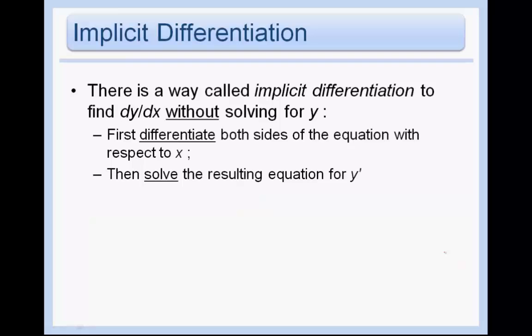We're going to learn today a way to find dy dx without having to solve for y first, and this is called implicit differentiation. The steps that we're going to use is we're going to first differentiate both sides of the equation with respect to x, and then solve the resulting equation for y prime, in other words, dy dx.